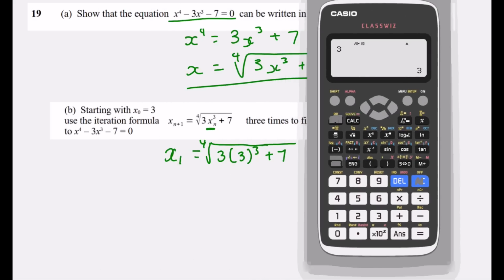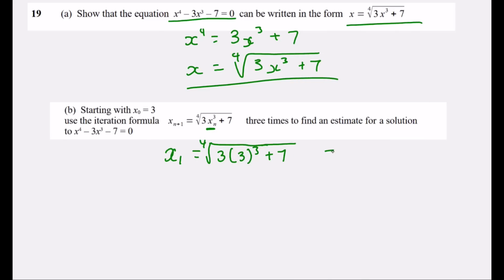And then I want the fourth root of 3 times my answer cubed plus 7. So the fourth root of 3 times 3 cubed plus 7, and I get out my first answer of 3.0628.